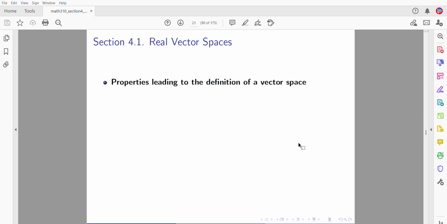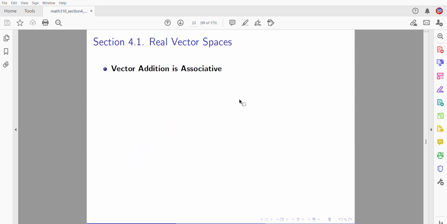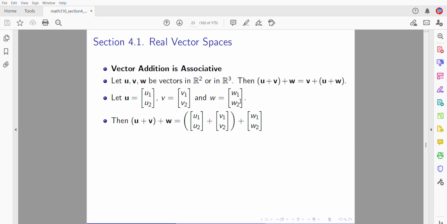Welcome back. We were looking at properties of vector space. Okay. So, first of all, vector addition is commutative. We just saw the proof of this. Next, we saw vector addition is associative. We completed the proof of this.